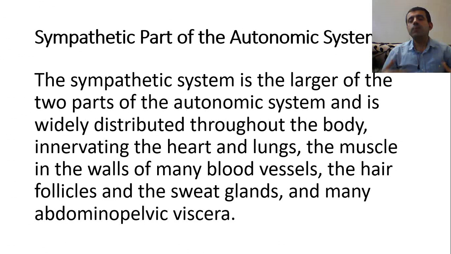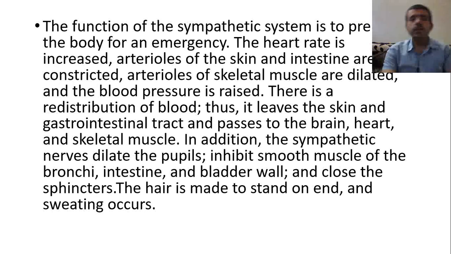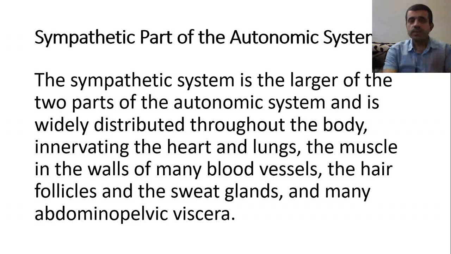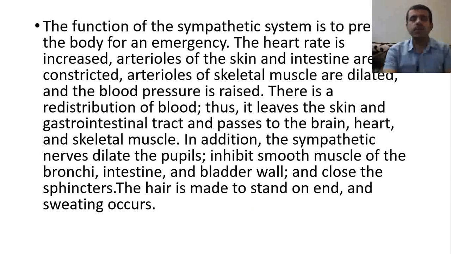Abdominopelvic viscera, for example the GIT, stomach, intestine, and pelvic viscera like the uterine body in females, the vesical body, the ureters, the kidneys. All these viscera are supplied by sympathetic and parasympathetic nervous systems, but the sympathetic one is larger than the parasympathetic system.